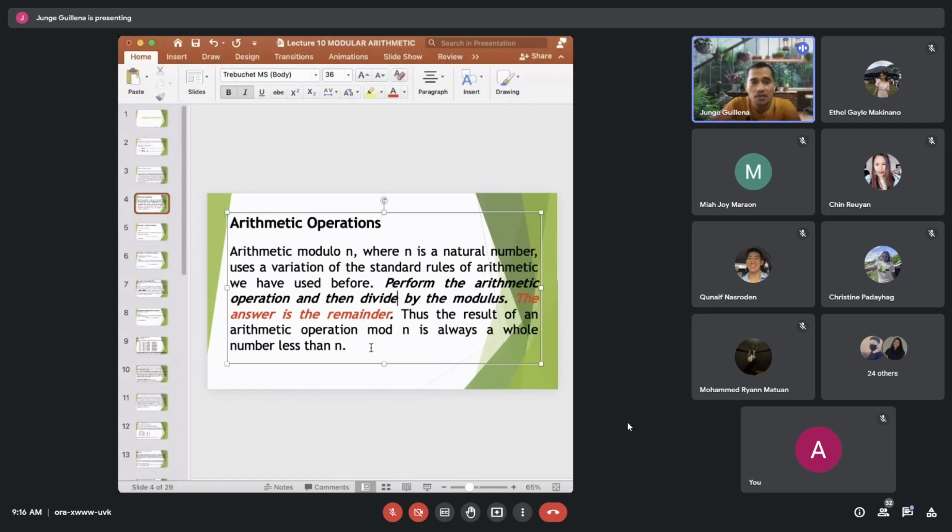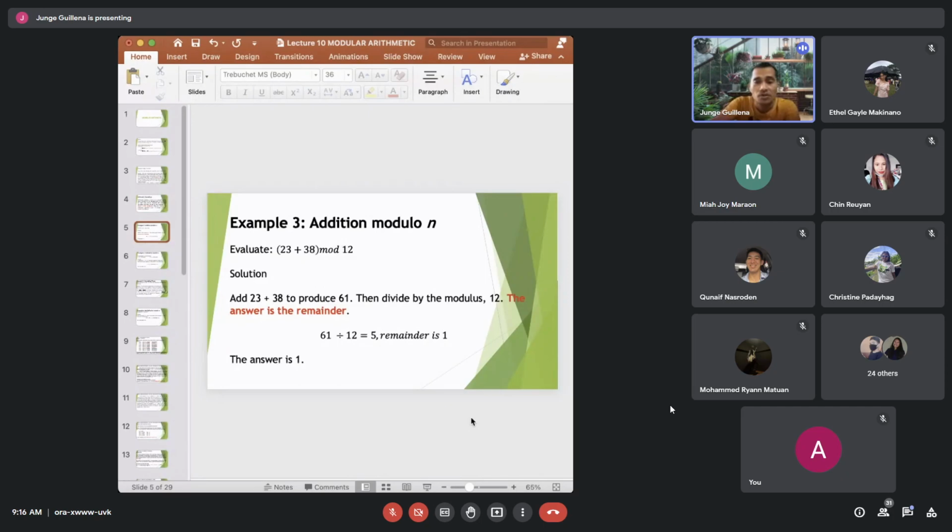Thus, the result of an arithmetic operation modulo n is always a whole number less than n. When you say whole number, 0 is included, it could be, but it is less than n. There's no such thing as a negative number because we are talking about whole numbers. The set of whole numbers includes 0, 1, 2, 3 and the positive integers. Okay? So let us cite example 3.